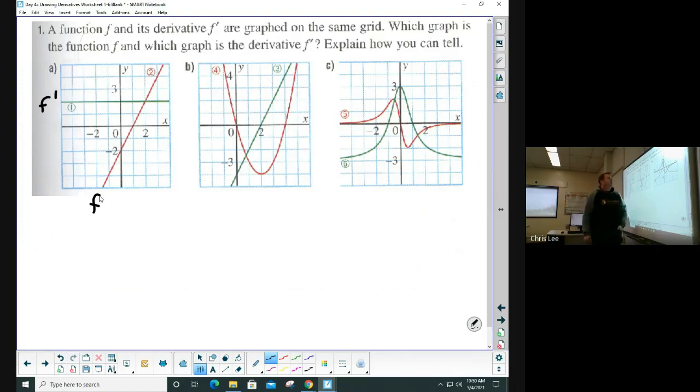Okay, and B, give me some reasons why everyone has said the red one is the original and the green one is the derivative. Can someone give me some reasons why?